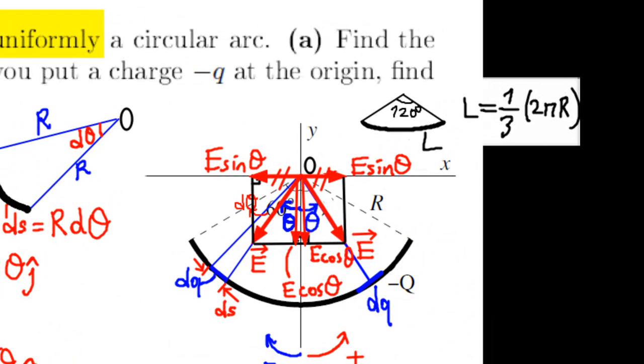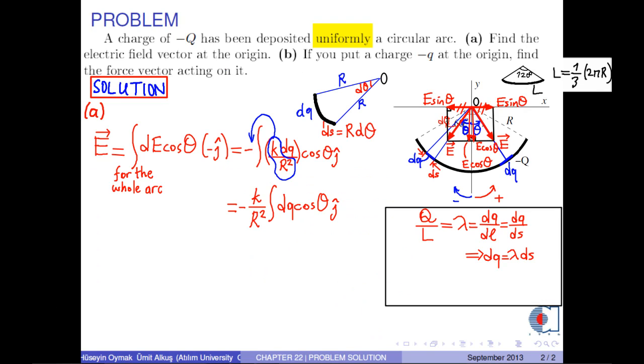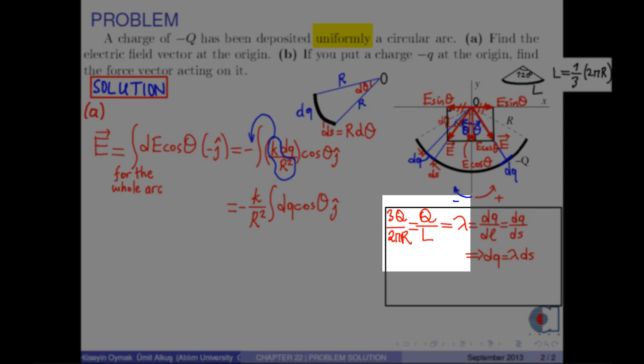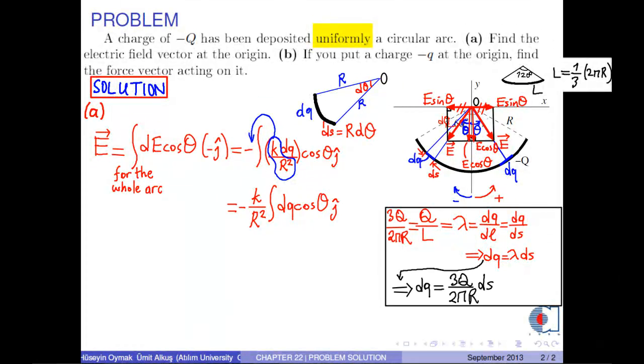According to the figure, the circular arc length L is calculated by the formula 1/3 times 2 pi r, where 2 pi r is the circumference of a circle of radius r. Therefore, lambda can be written as 3q over 2 pi r. So, dq becomes 3q over 2 pi r times ds. From the previous figure, ds is r times d theta. Therefore, dq becomes 3q over 2 pi times d theta.